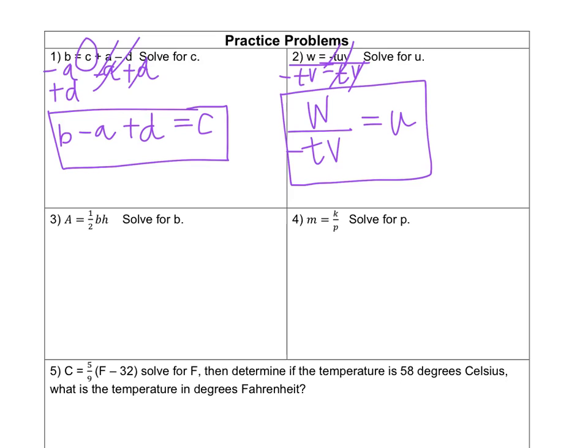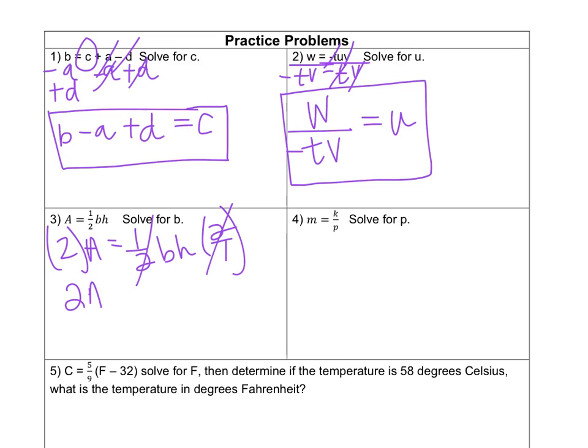Okay, number 3. This is a formula for area of a triangle. So area equals 1/2 base times height. We need to solve for the base. So I want to get the base by itself. Let me rewrite this one. Okay, the first thing I want to get rid of is this 1/2, this fraction. So I need to multiply by the reciprocal, which would be 2 over 1. 1/2 times 2 is just 1. So I would have 2a equals base times height.